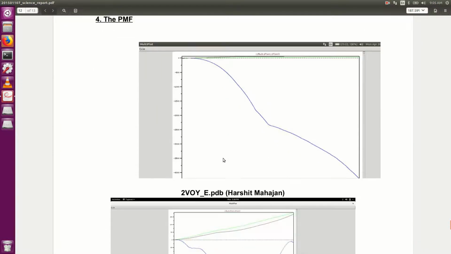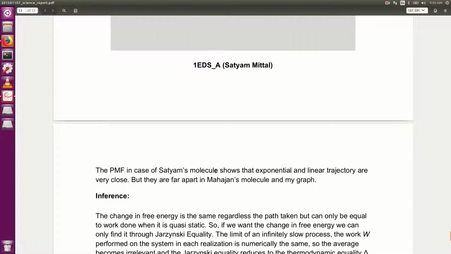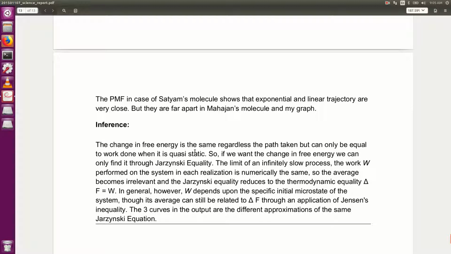Fourth is the PMF calculation graph. In PMF, Satyam's molecule shows the exponential and linear estimates very close, but they are far apart in my molecule and Mahajan's molecule. The inferences from the above graphs are as follows.